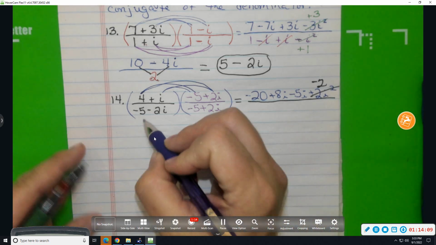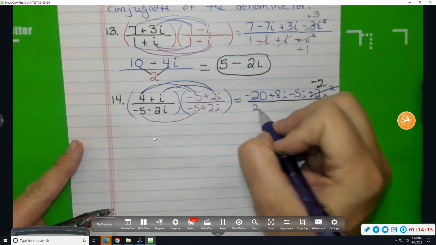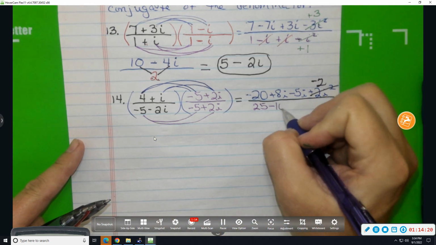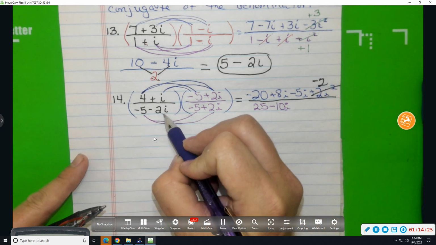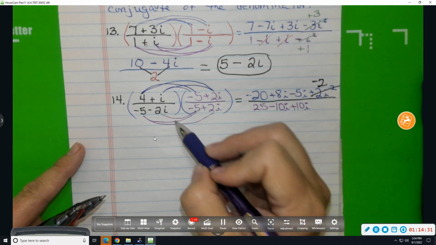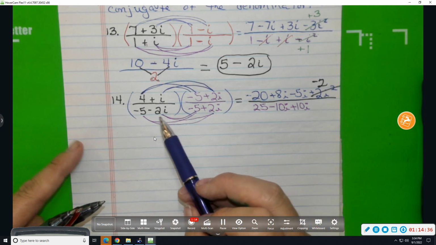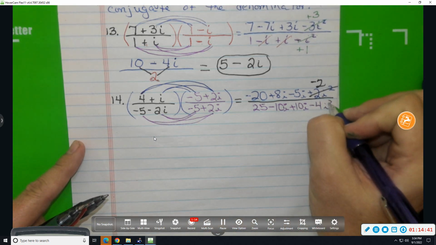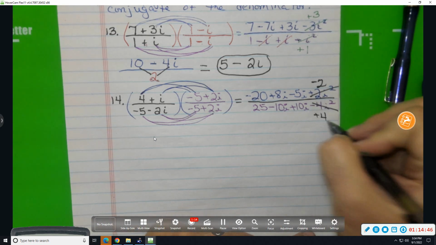Okay, first, let's do the bottom. First, 25. Outer, negative 10i. Inner, positive 10i. Negative 2i times a negative 5, I agree with that, positive 10i. Last, it's negative 4i squared, but changing it to be plus 4. Negative 2 times positive 2, I agree, is a negative 4, and i times i is i squared, and I'm going to change that to be a plus 4.